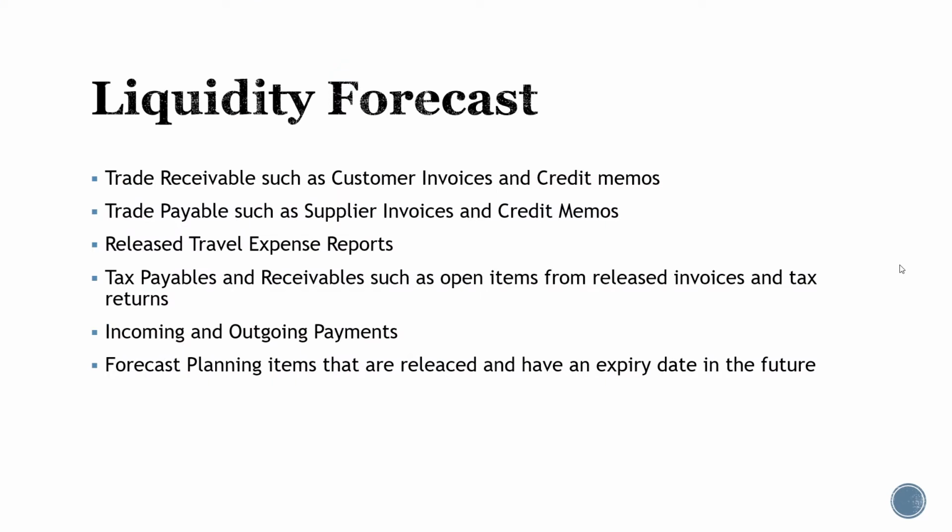The system can gather the data from the following sources: the trade receivable or trade payable, such as the invoice from customer or supplier and its credit memo, all the travel expenses report released, and anything about tax consideration, like tax payable or tax receivable, which released by invoice and tax return, the incoming and outgoing payment, and the forecast planning item that released and have an expire date in the future.